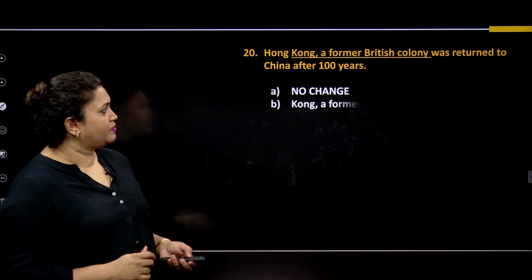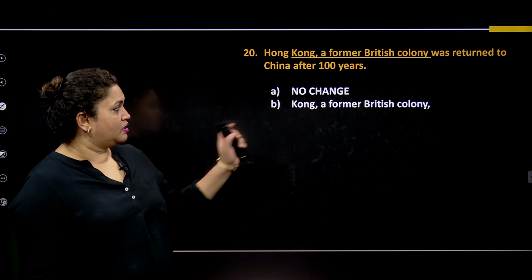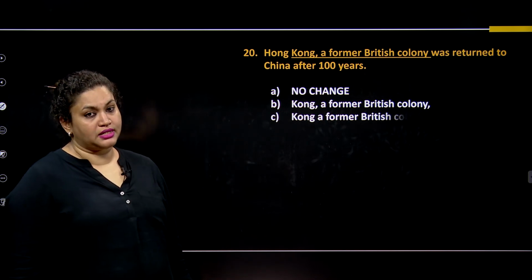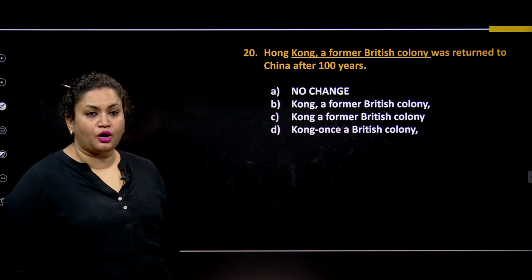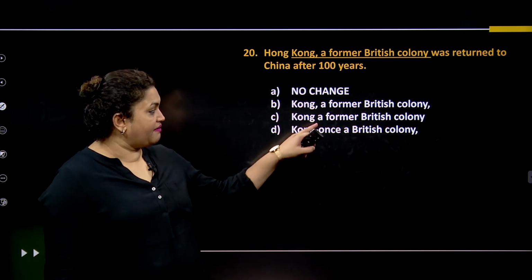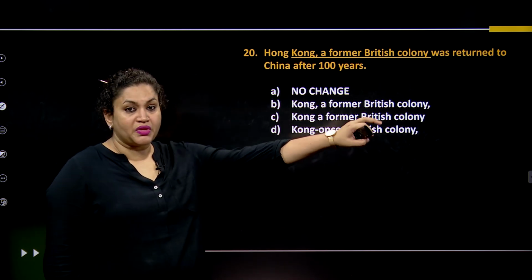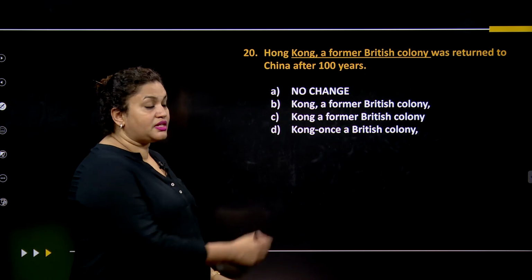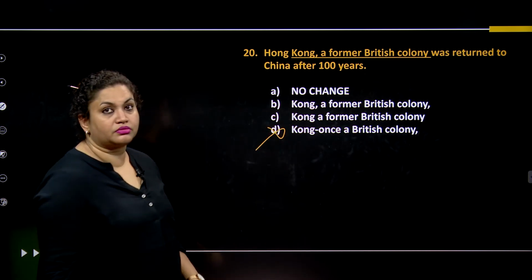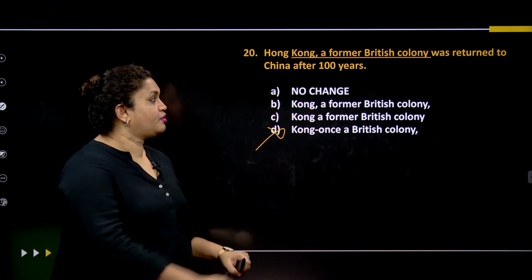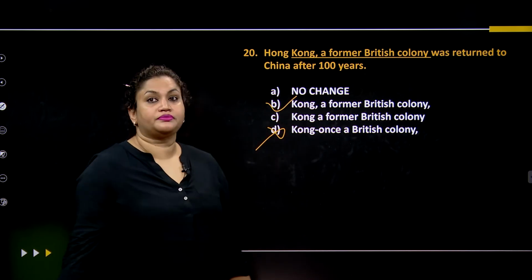So therefore, B is the right answer. Let's see all the options. I said if you have a dash here, you should have a dash there too. If there is a comma and a dash here, then this is wrong. Clear? Therefore, B is the right answer.